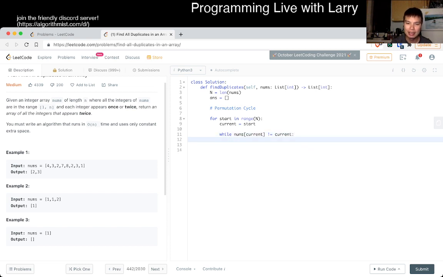Well, let's make the number in the current, right? So num sub current, we swap it with this, I think, and eventually this should be good, I think. Maybe I'm wrong on this one. Let me think about this. So basically you swap, and then now this should be okay, but I have to update current.